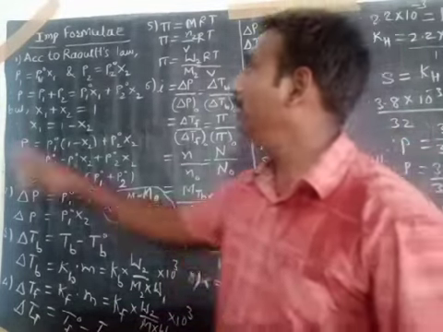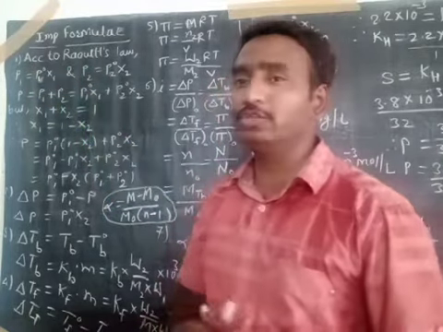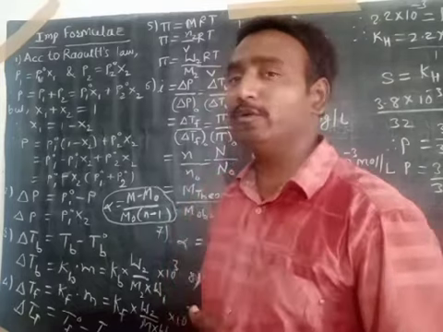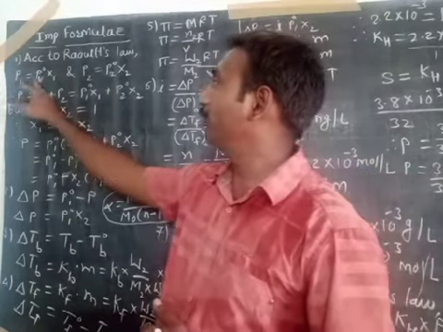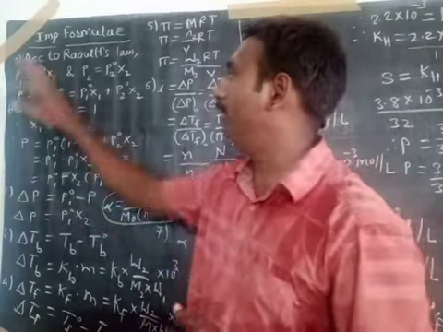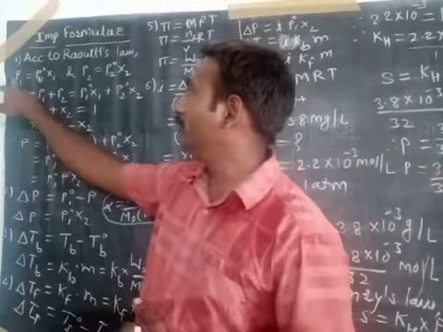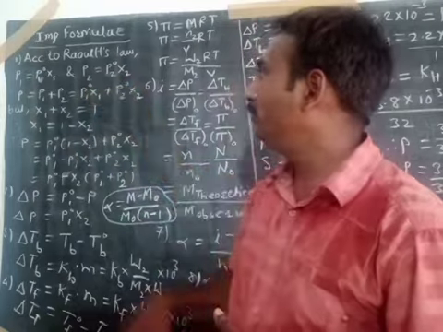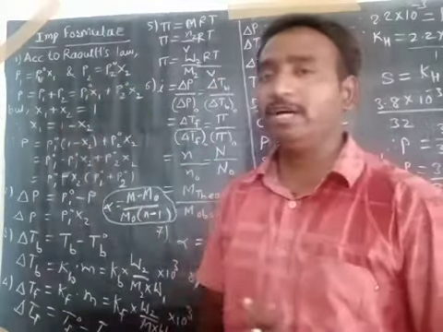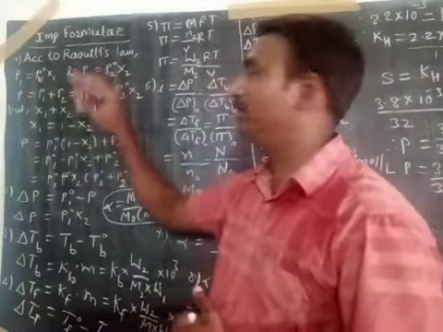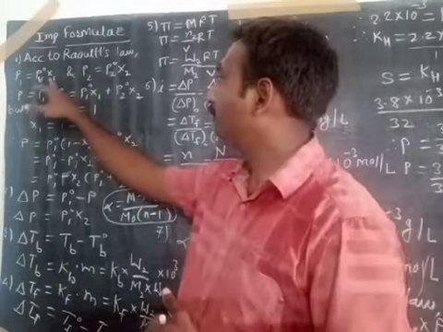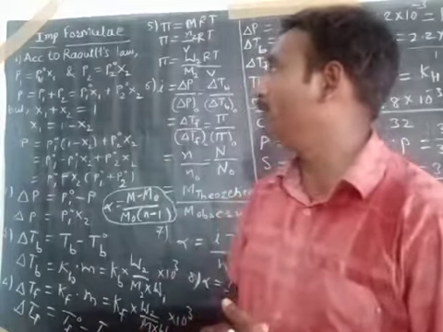See the first formula, according to Raoult's law. As per Raoult's law, the partial vapor pressure of any volatile component is the product of the vapor pressure of that component in pure form and the mole fraction of the component. That's why, for the first component, P1 is equal to P01 x1, and P2 is equal to P02 x2. P1 and P2 are the partial vapor pressures, P01 and P02 are the vapor pressures of the pure components, and x1 and x2 are the mole fractions.